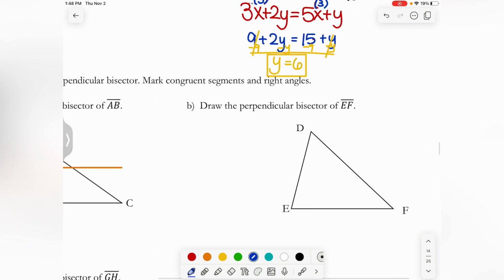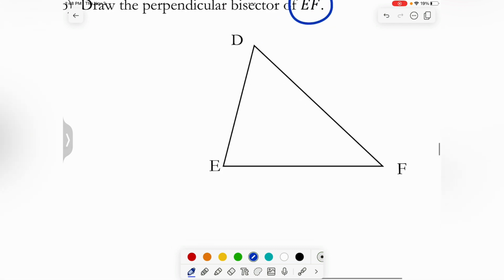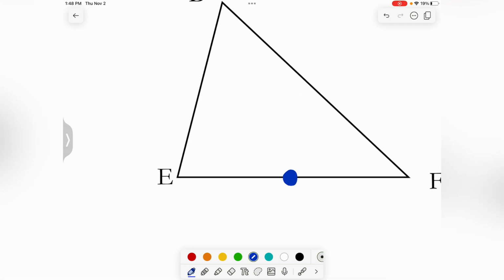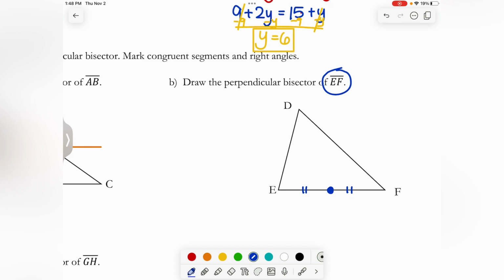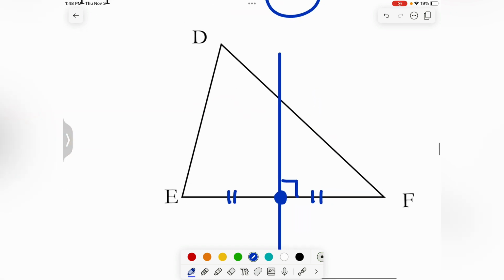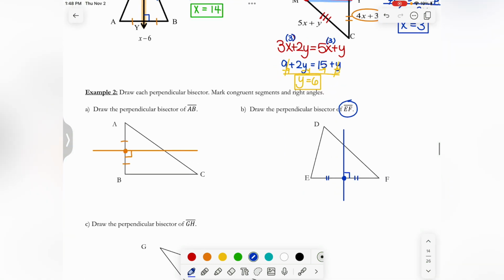Draw the perpendicular bisector of EF. So I find EF, I draw a midpoint. You have to mark that it's a midpoint, and then draw a perpendicular line right through it. You got to mark that it's perpendicular.